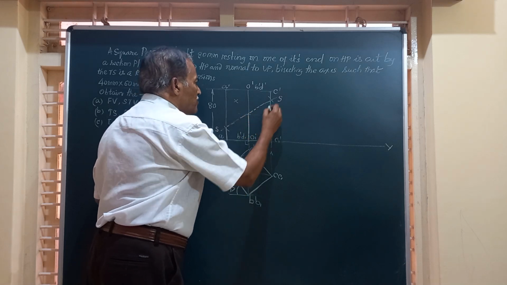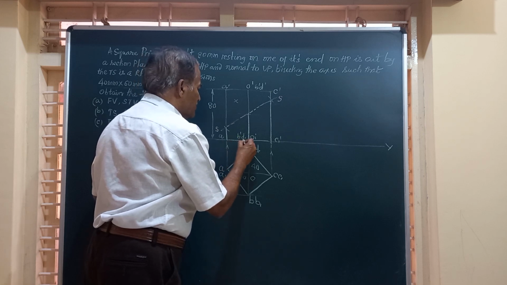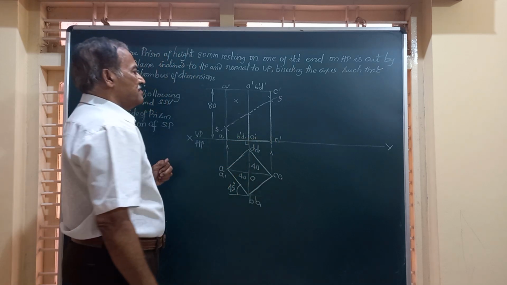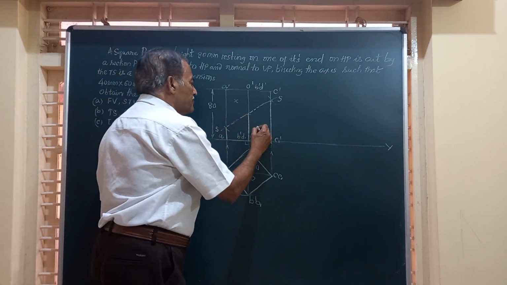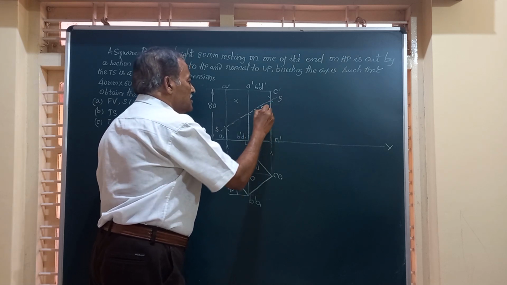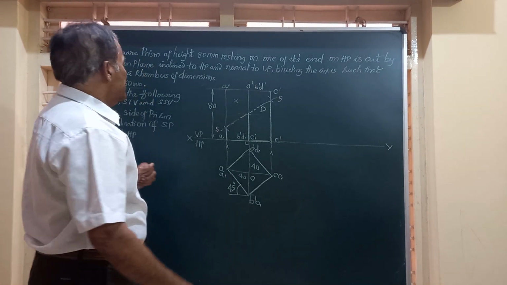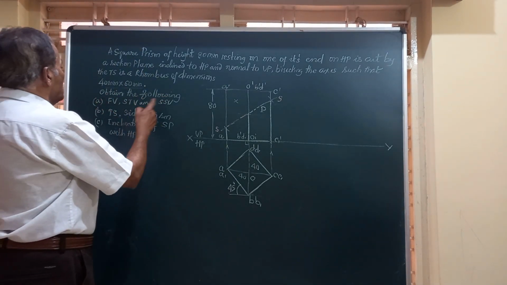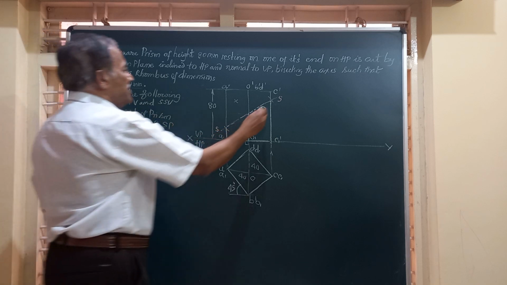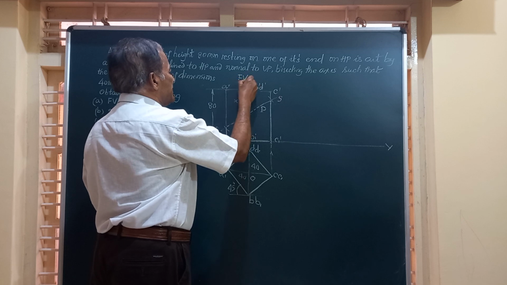And this part I am going to show by visible lines. The base of the solid is not cut by the section plane. Friends, this is the part P for which we are going to draw what is called the sectional top view and front view. Friends, what are the questions being asked? Draw the front view.